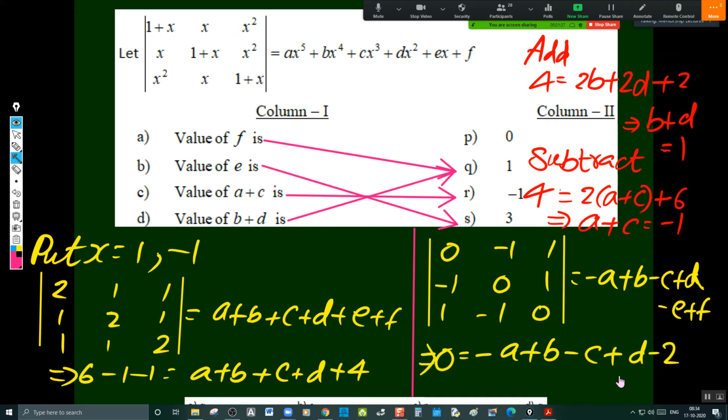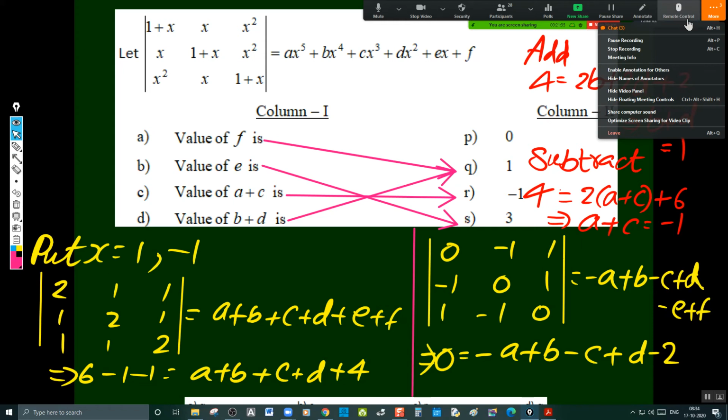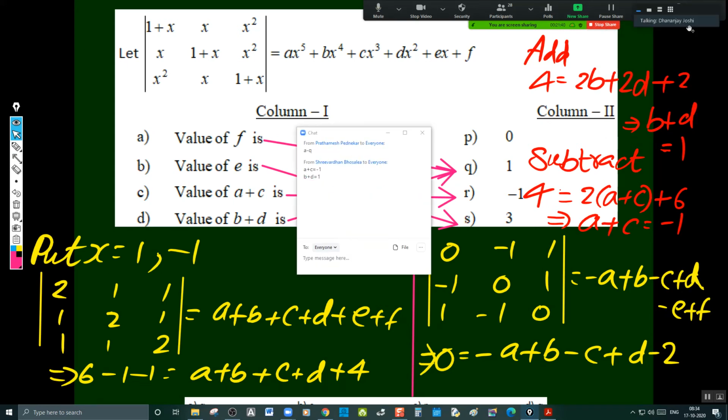Okay. Rachit is not there in the class. Rachit? No, sir, he is not here. Yeah. Srivardhan answered it. A plus c is minus 1, b plus d is equal to 1.